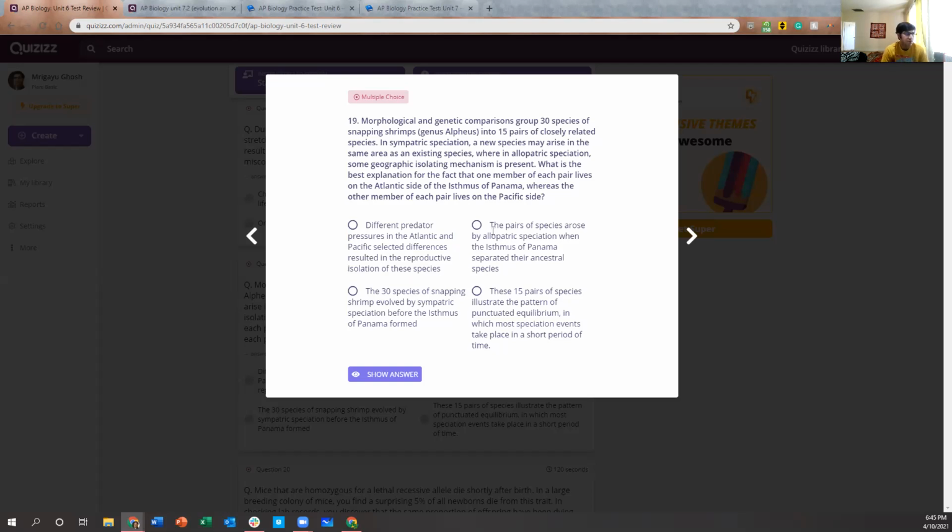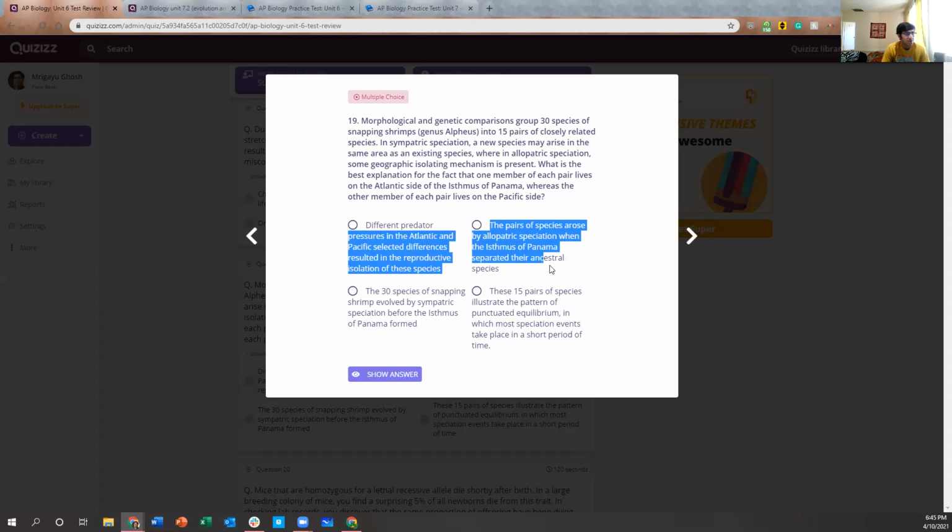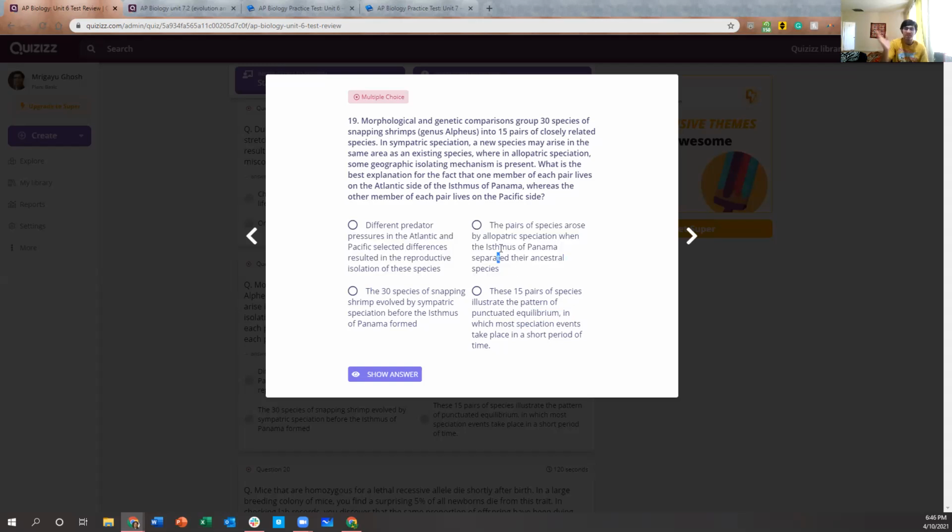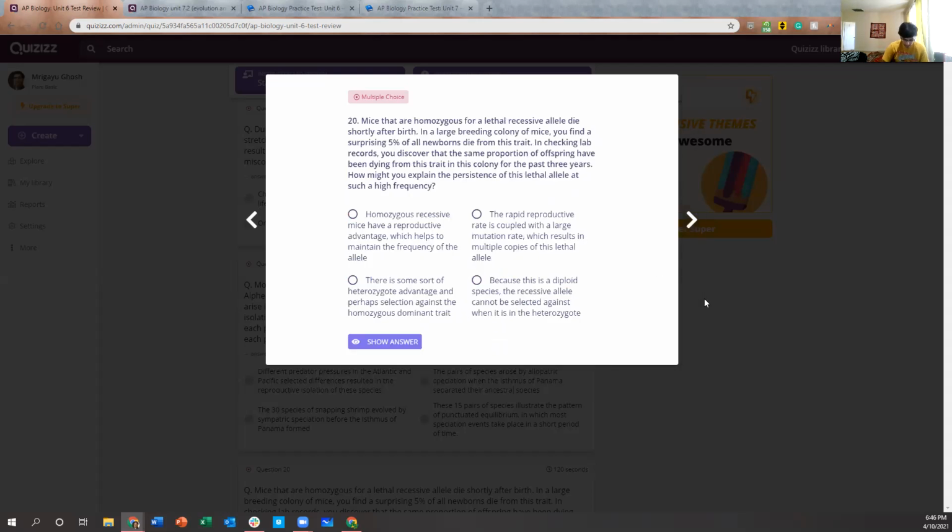The pairs of species arose by allopatric speciation when the Isthmus of Panama separated their ancestral species. That could make sense because remember, allopatric speciation is that barrier that separates the two species. The 30 species of snapping shrimp evolved by sympatric speciation before the Panama formed. That's unlikely. And then the 15 pairs of species illustrate the pattern of... I think it's this one, because remember, this geographic barrier is resulting in speciation through reproductive isolation. Yeah.